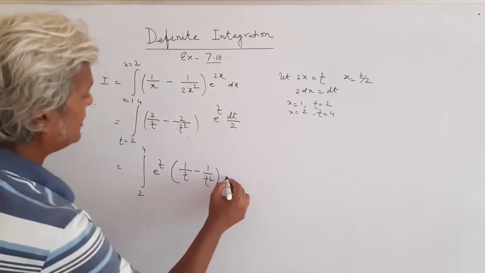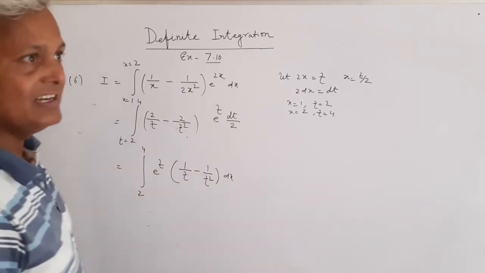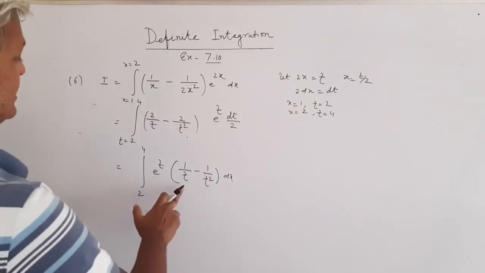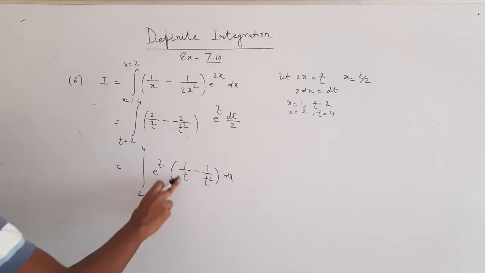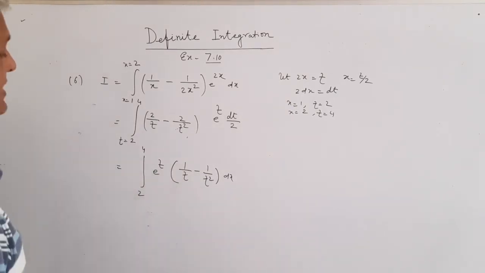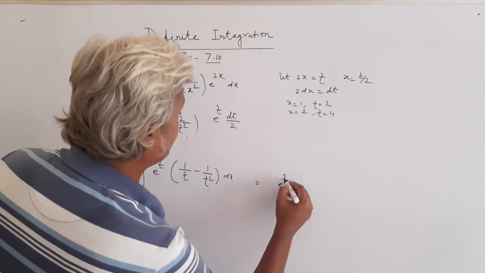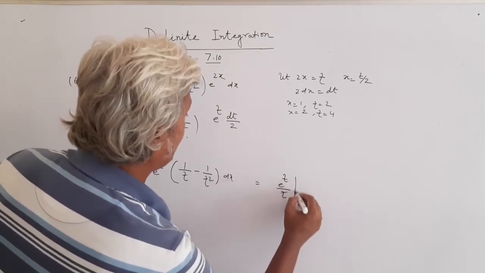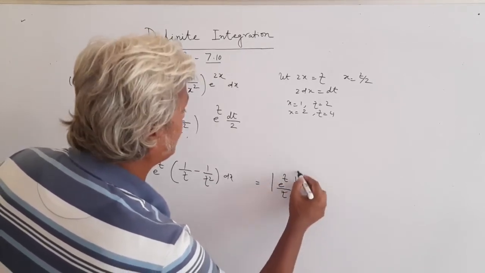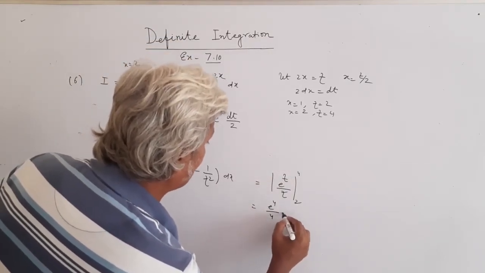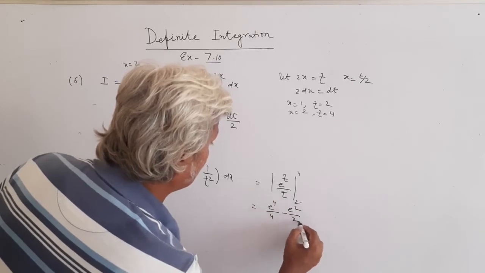Now if you see properly, we are at the end of this idea of integration, right? You know that the differentiation of 1 by t is directly minus 1 by t square. It means this can be integrated orally, you can do it. It's e to the power t over t, and the limit goes from 2 to 4. So this becomes e to the power 4 over 4 minus e to the power 2 over 2.